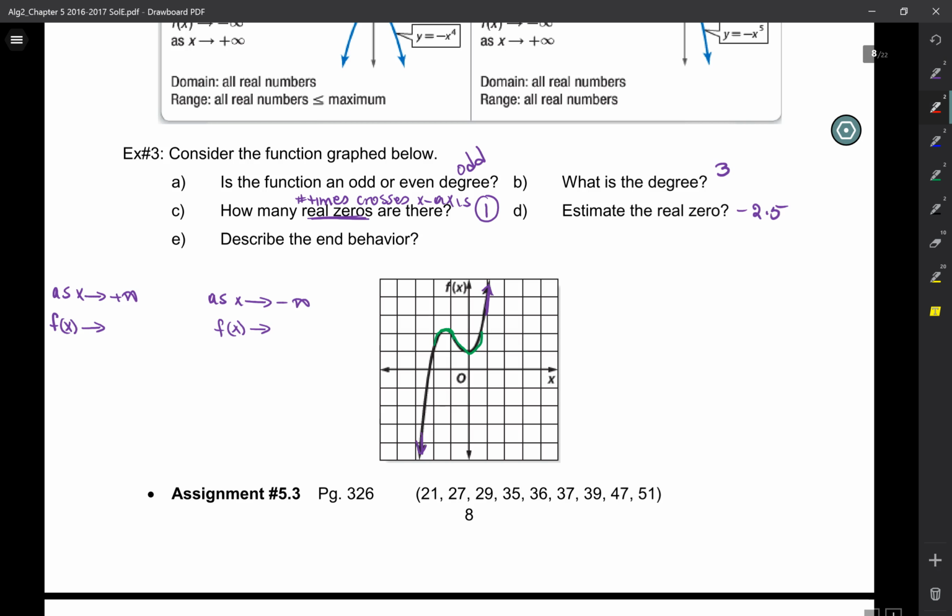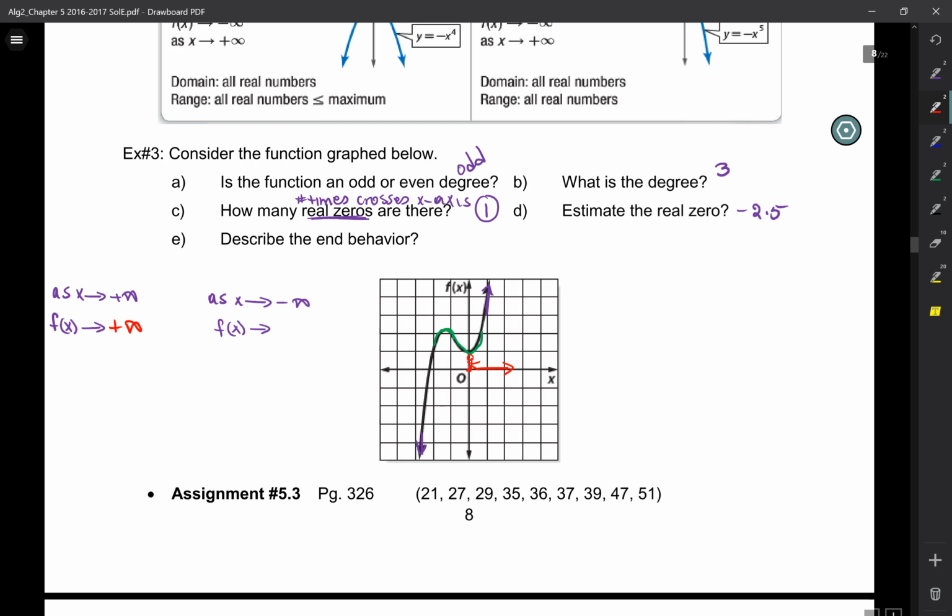So, let's see. Here is our Mr. Polynomial. As I'm walking to positive infinity, is that to the right or to the left? As I'm walking to the right, I have my eye on the graph. Where is it going? Is it going up or down? If it's going up, does it go to positive or negative infinity? Positive infinity. There we go.